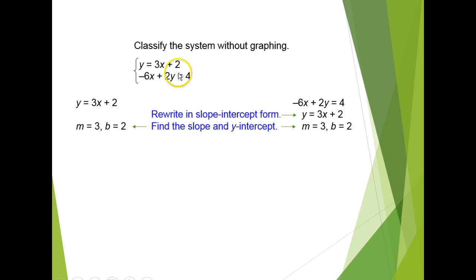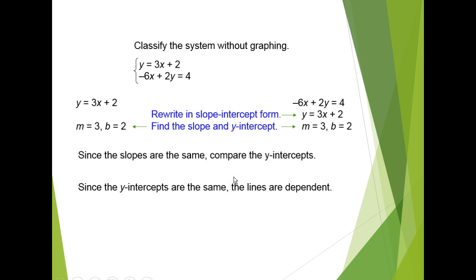The second equation, written over here, needs to be rearranged. We rearrange it, we add 6x, we divide by 2, we get y equals 3x plus 2. Notice that these are the exact same equation. Not only do they have the same slope, they also have the same y-intercept. So we say that these lines are dependent. In other words, they're the exact same lines or they coincide.